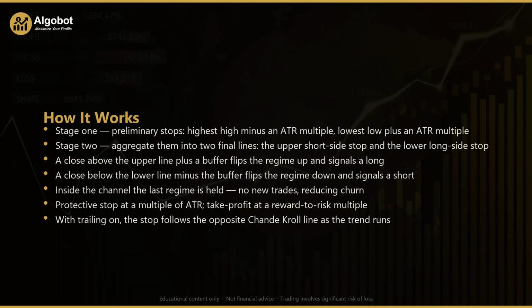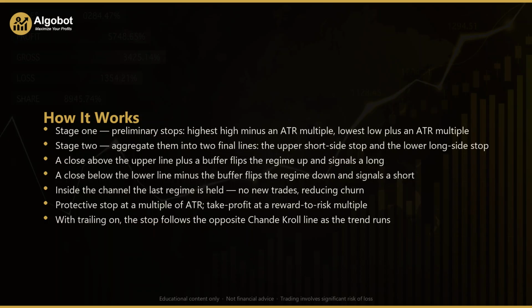In the second stage, the strategy aggregates those preliminary stops over a second window, set by the stop period, which defaults to 9 bars. The highest of the preliminary high stops becomes the upper line, the short side stop. The lowest of the preliminary low stops becomes the lower line, the long side stop. Together, they form the channel you'll see on the chart.